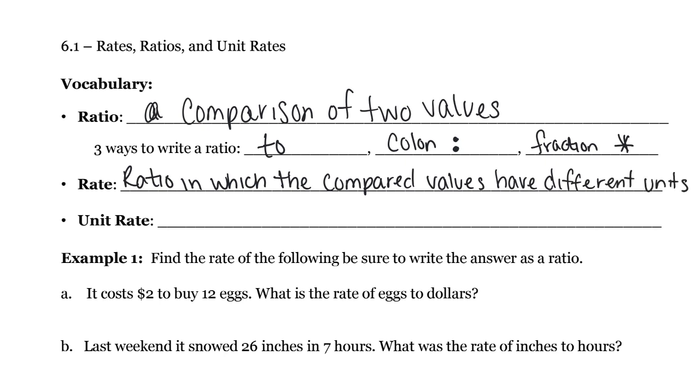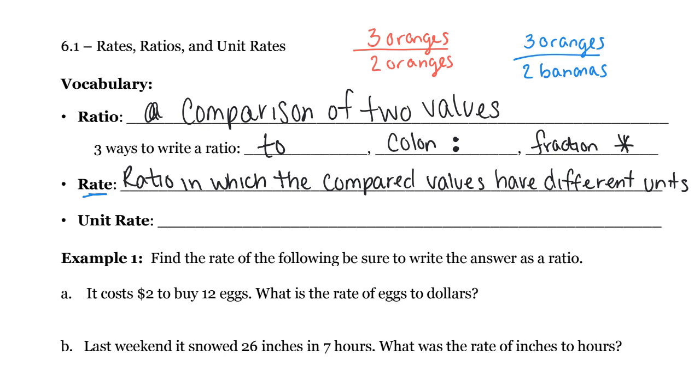So let's go back and give you some examples. An example of a ratio is like 3 oranges to 2 oranges. Like he ate 3 oranges for breakfast and I ate 2 oranges for breakfast. Whereas a rate is like I ate 3 oranges and he ate 2 bananas. So see, the first one, the ratio, is the same units. They're both oranges. Whereas the rate, one's oranges and one's bananas.